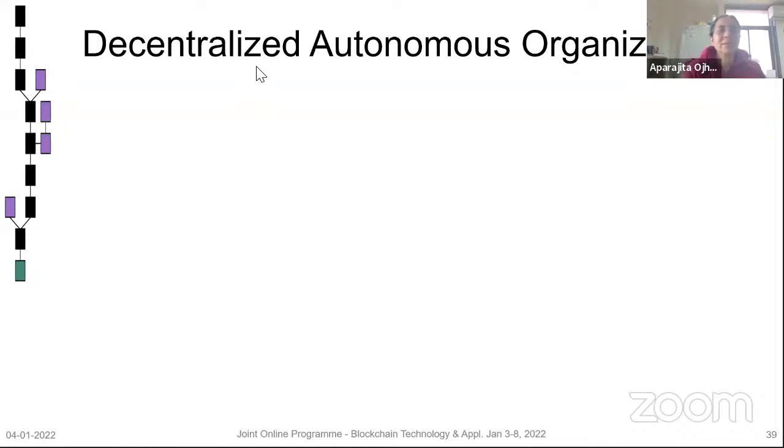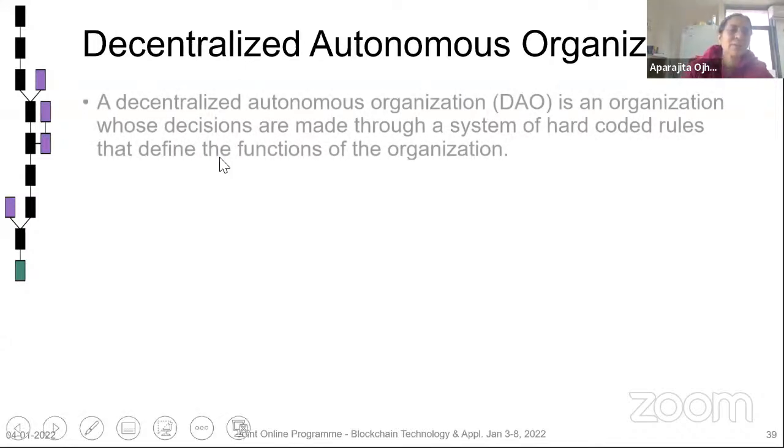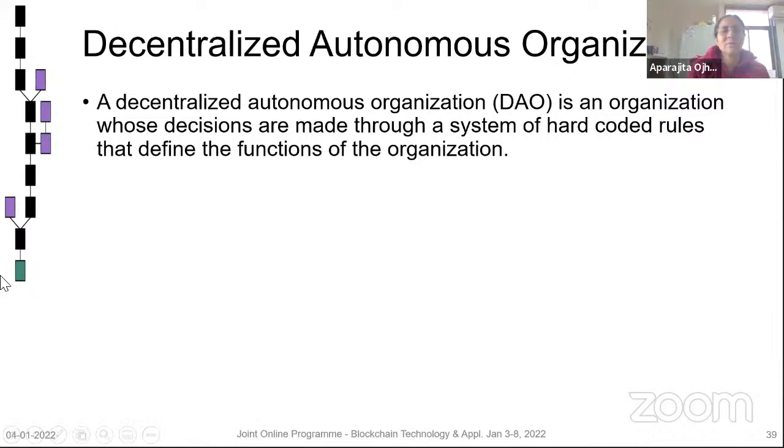So what is a decentralized autonomous organization? Just like we have a decentralized app, we have the concept of organizations which are also decentralized. A decentralized autonomous organization, or DAO, is an organization whose decisions are made through a system of hard-coded rules that define the function of the organization. Let me explain to you.